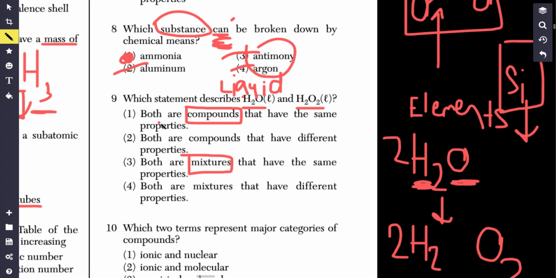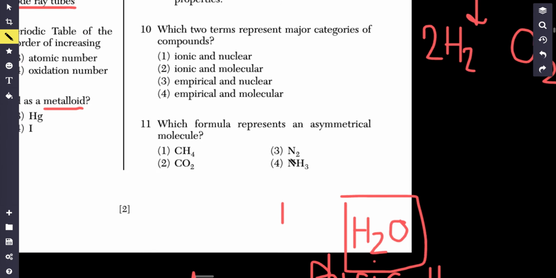Now, notice how both of these things are compounds, right? Because they're only one thing, only one molecule in this case. If it was a mixture, you would need another compound. But the question's only talking about one compound in this case, which isn't a mixture, and this other compound, which isn't a mixture, because it's by itself. So they are both compounds, and because of the O2 at the end, they're going to have different properties. That's something important to know.